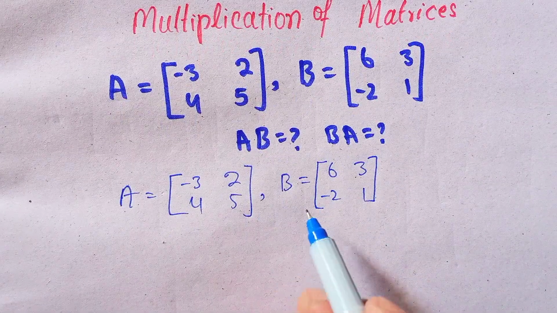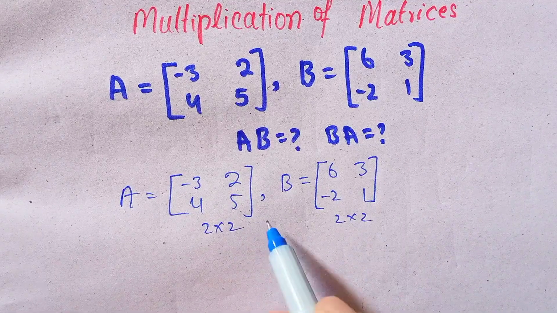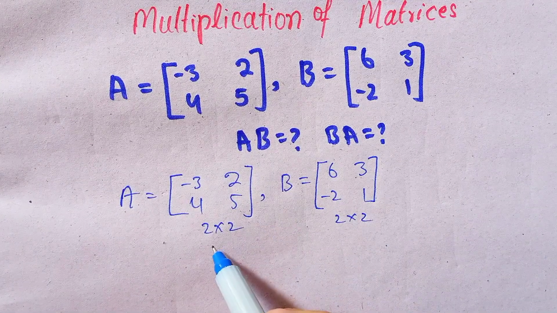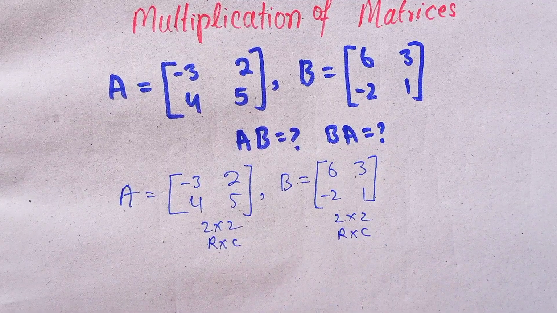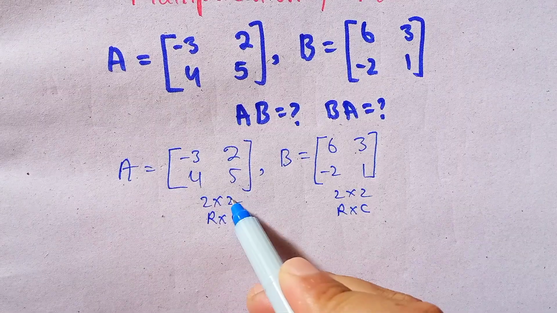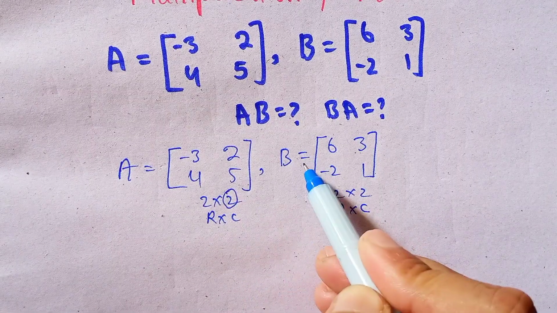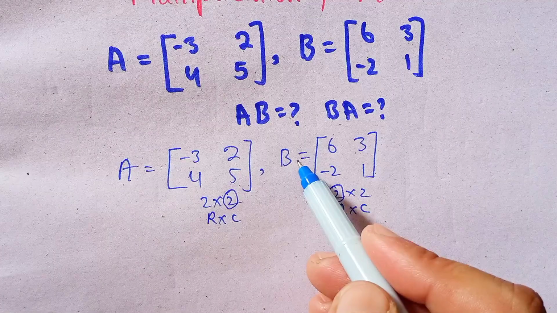Both of the matrices are 2 by 2 matrices, and both of them are row by column matrices. Here we can multiply A and B if the number of columns of matrix A, which is 2, are equal to the number of rows of matrix B, which is also 2. So we can multiply these two matrices.